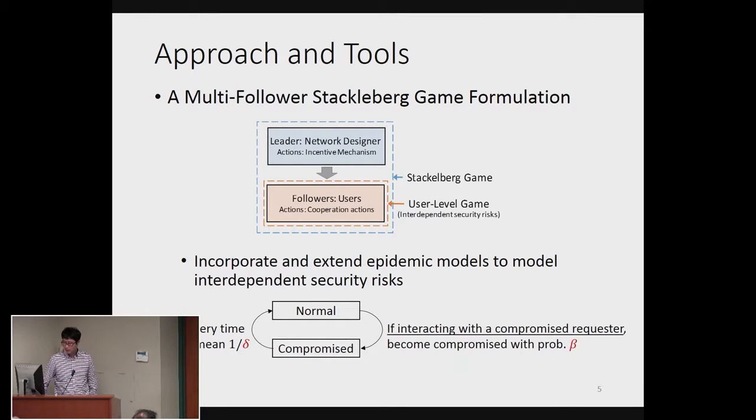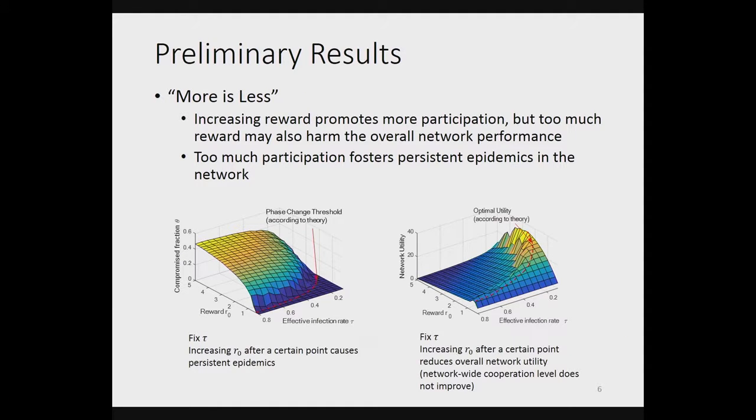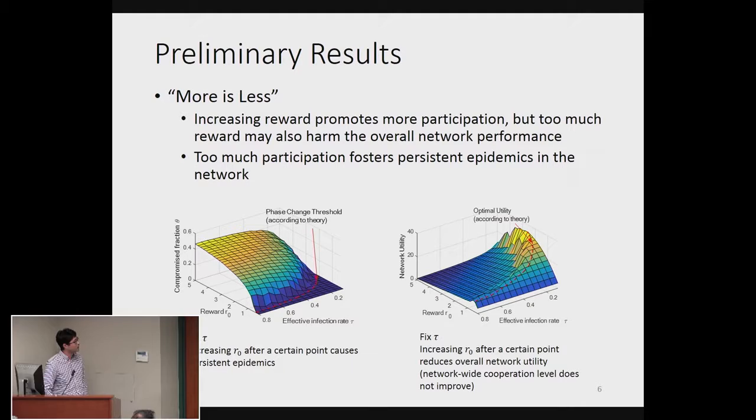Right. Now, in light of time, I'll just show you one result for a specific case. We're using a random mixing-based epidemic model, and I call this result a more-or-less result. Also here, the designer is using a payment-based incentive mechanism. Here, we can show that if you increase the reward provided to the users, it promotes cooperation, which is kind of intuitive. But surprisingly, on the other hand, too much reward can also harm the overall network performance.